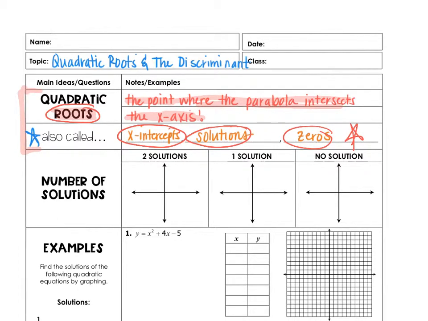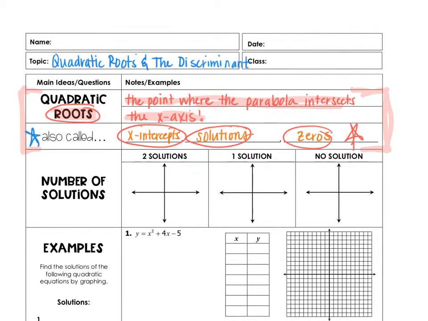This is so important to understand, the terminology and that these all mean the same thing, and they mean specifically the point where the graph or the parabola crosses the x-axis. So a parabola, a quadratic equation, has three options for the number of solutions, or the number of roots, intercepts, zeros, for x-intercepts specifically. There's three options.